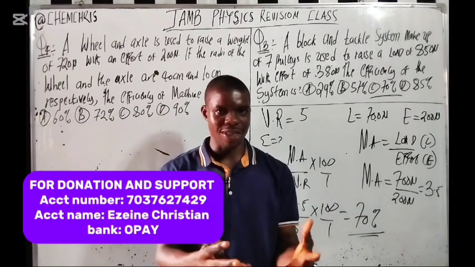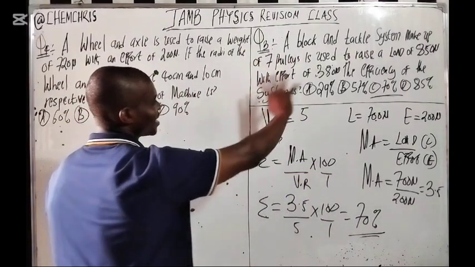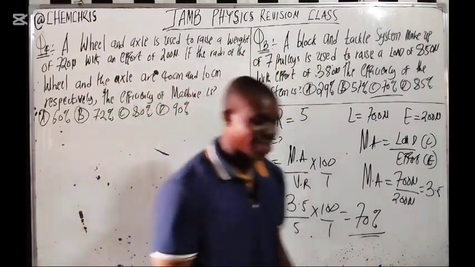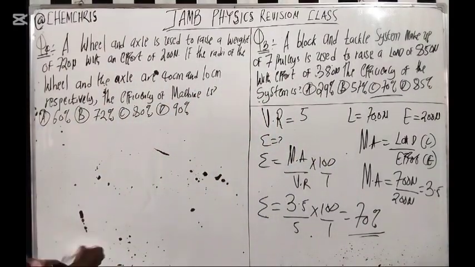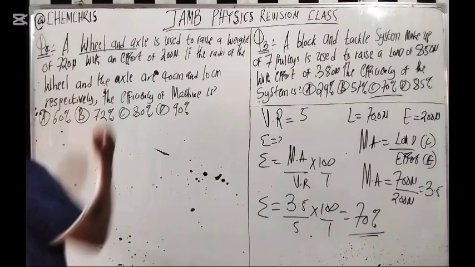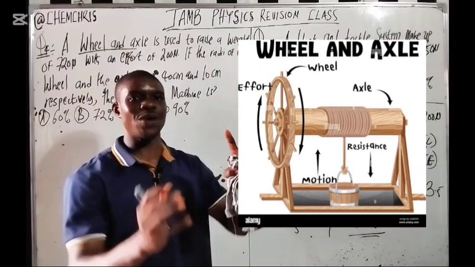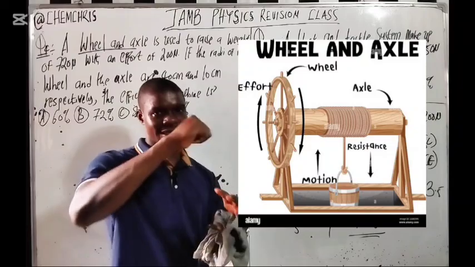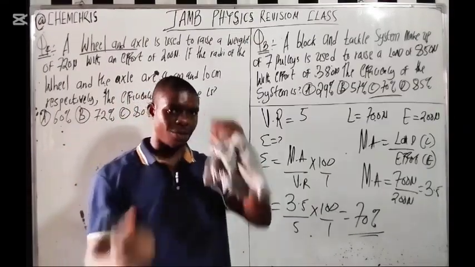So that is how to solve the block and tackle system. It is very easy. The next one is the wheel and axle. You see it on the screen, right? You see the wheel, you see the axle. The wheel and axle is used to lift or carry sand or water from a pit or from a hole.